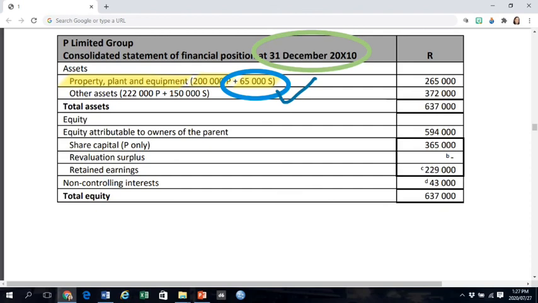Other assets, I add 100% P to 100% S. The equity section I will discuss as part of the statement of changes in equity.